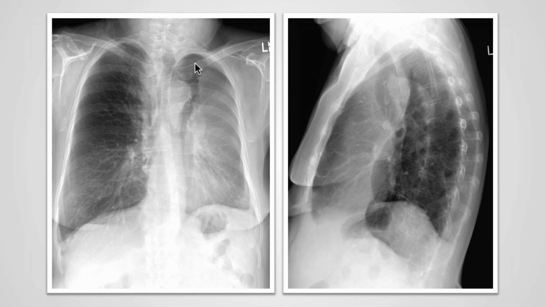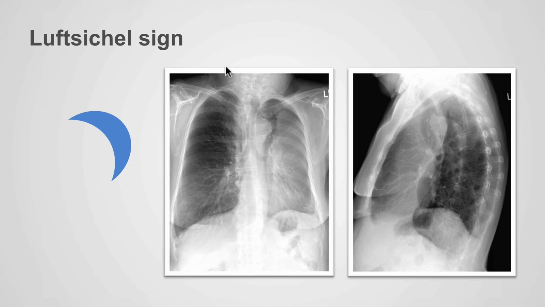This represents the hyperinflated superior aspect of the left lower lobe that is now lying adjacent to the aortic arch. And this has been described as the Luftschild sign. What this represents is the crescent of hyperlucency that we see within the left apex with left upper lobe collapse.